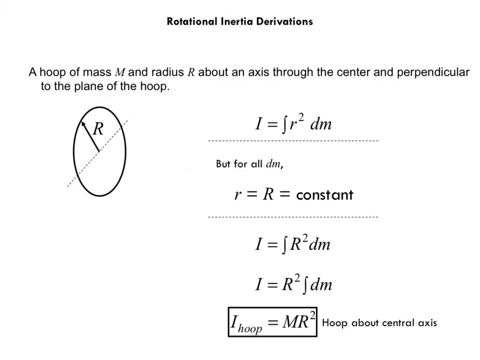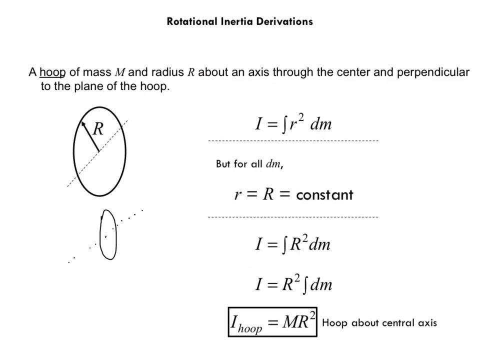Here it says a hoop of mass m and radius r. So we're talking about a very thin hoop with no mass along the inside that is rotating about an axis through the center perpendicular to the plane of the hoop. So the picture doesn't really describe it all that well. It's coming out towards the center like this.